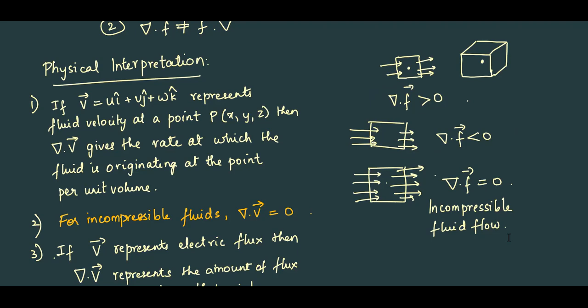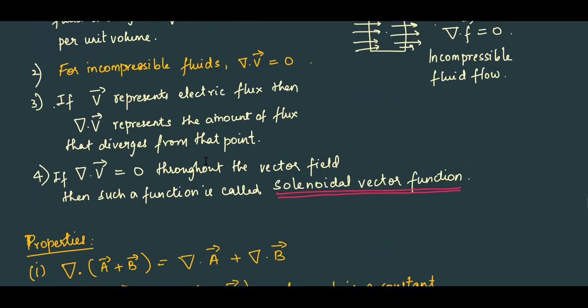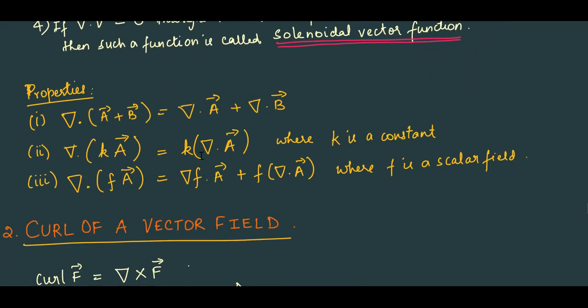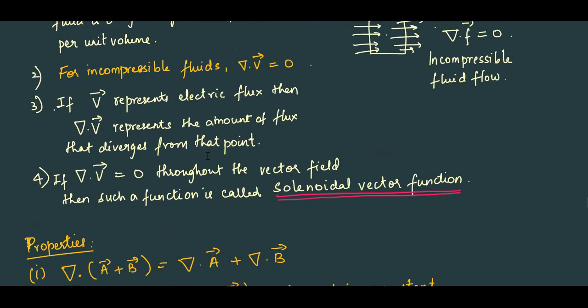When it talks about fluid flow, we call it incompressible. Del dot V equal to 0 represents incompressible fluid flow. Okay, divergence is 0. Whereas when we apply divergence to electric flux, then it is called a solenoidal vector function. If del dot V equals 0, then we say V is solenoidal. All right, so this was what we discussed about divergence.